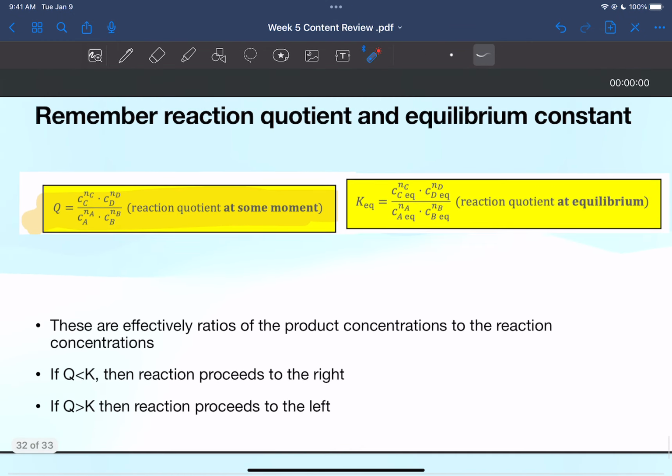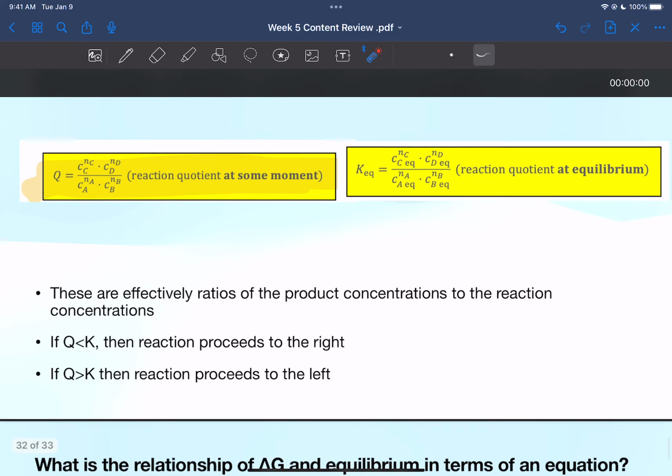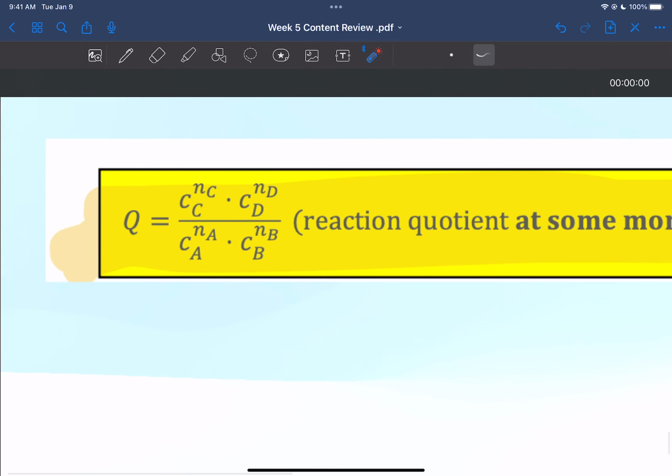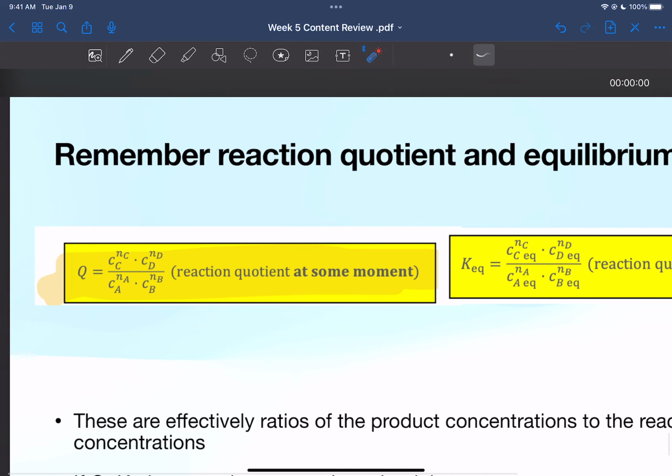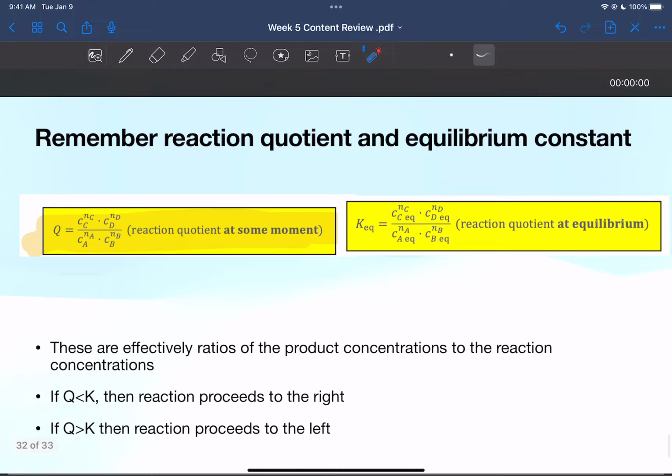Speaking of reaction quotients and equilibrium constant expressions, right? They're just ratios of the product concentrations to the reactant concentrations. Once again, if Q is less than K, proceeds to the right. Q is greater than K, proceeds to the left. And it's basically each of your products raised to the power of their coefficients, multiplied together, divided by the reactants raised to the power of their coefficients, multiplied together. Same thing for the equilibrium expression there.